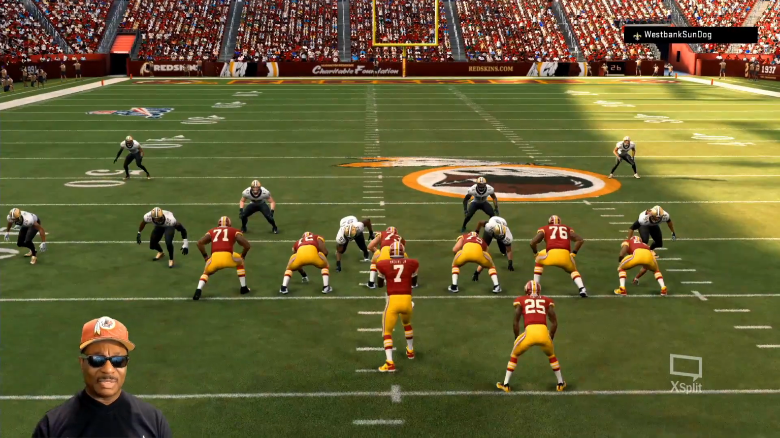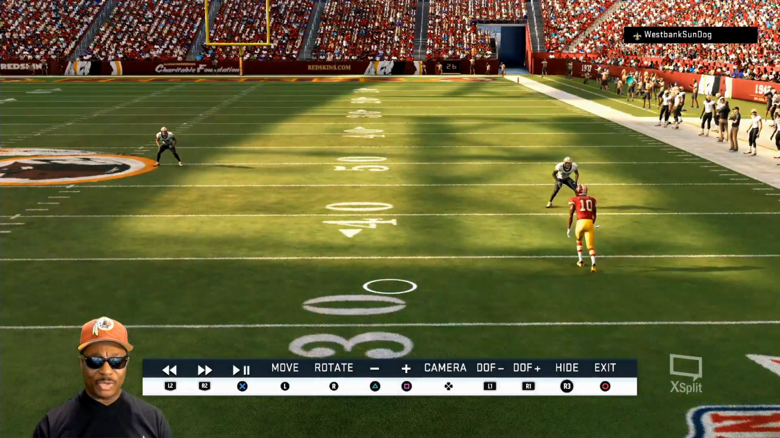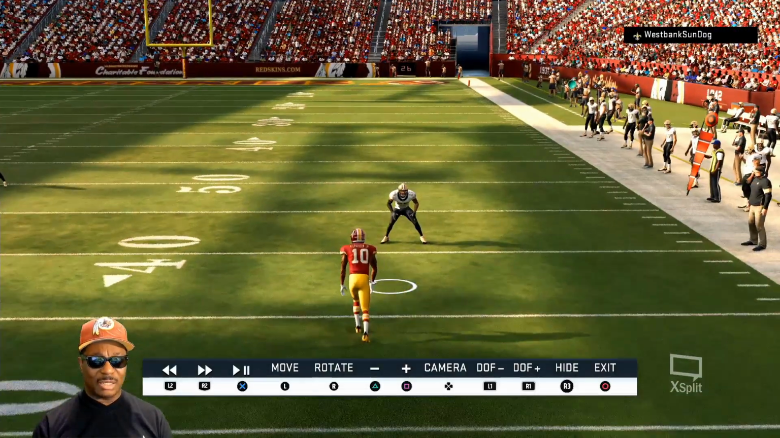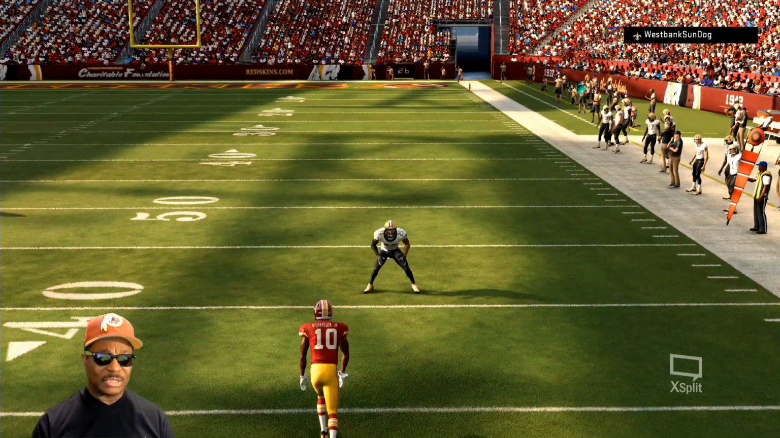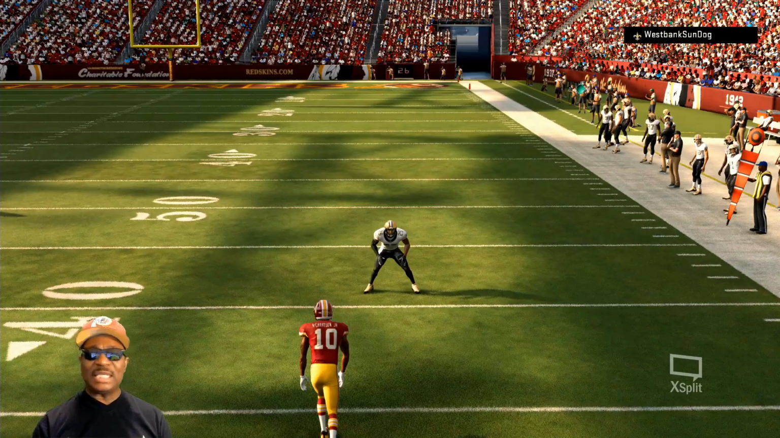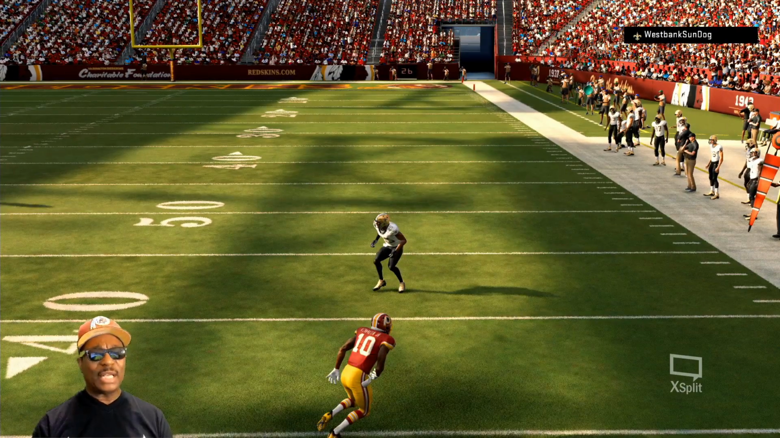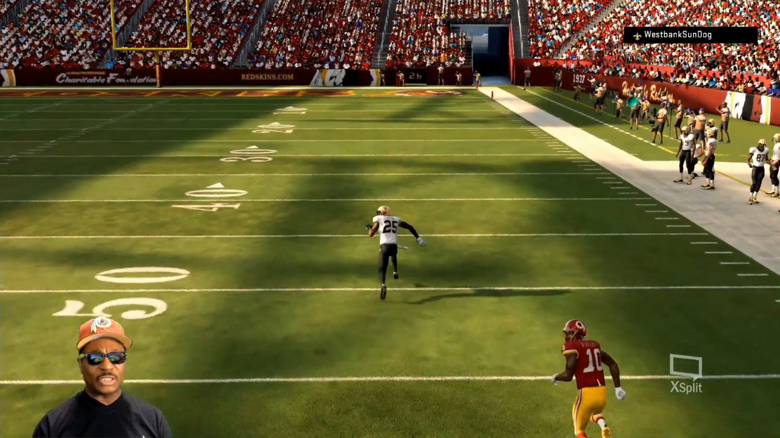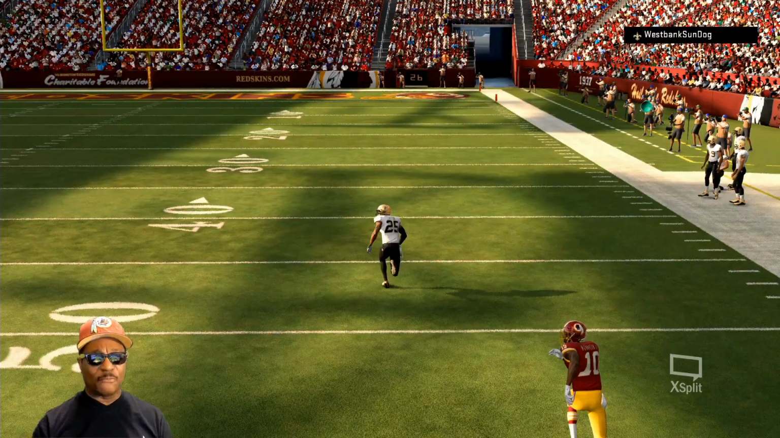Okay. Second point. Watch the corner right here. Watch the corner. Well, look what he does. Look, he's not even paying any attention to Richardson when the ball is snapped. What kind of coverage is he playing? What is his job? He turns his back looking in the middle of the field.